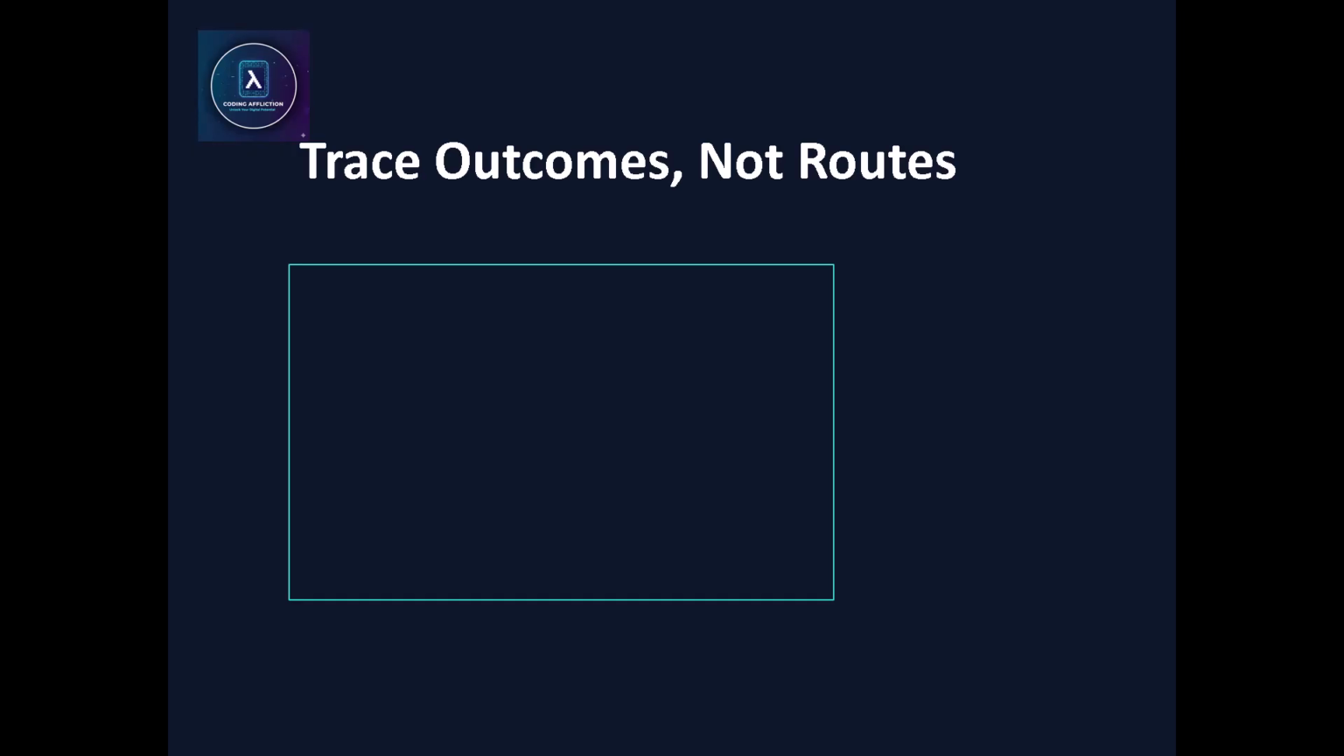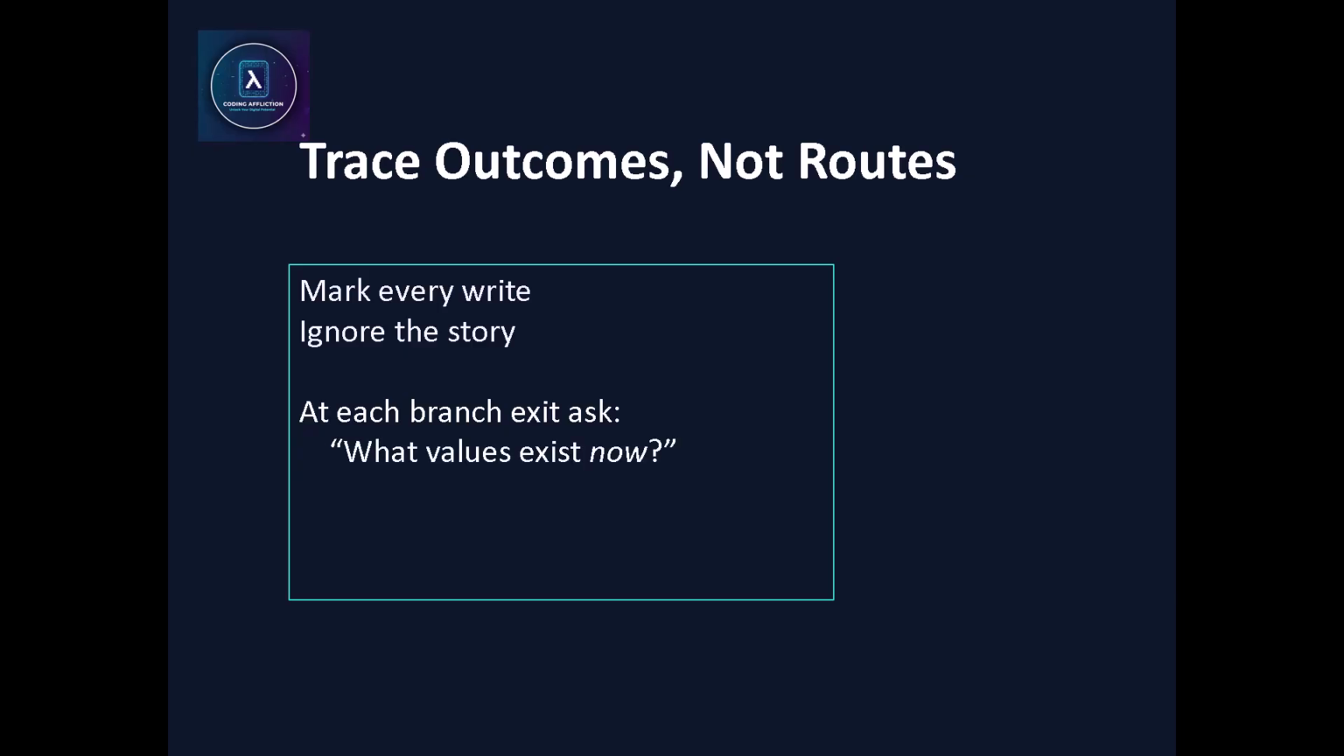Here's a method you should adopt. State forward tracing. Step 1. Mark every write. Any line that assigns, mutates, flips a value, updates a field. That's a state event. Step 2. Ignore the story your brain wants to tell about which path really happened. Step 3. At every branch exit, you ask, what values exist right now? Not why, not how, just what. And step 4. When a bug appears later, treat it as a survival problem. A bad value survived? A missing write let an old value live? Or a later write overrode a correct value? That framing makes behavior predictable.